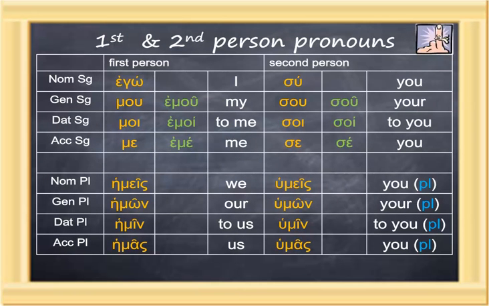We learned the first and second person pronouns. Ego, first person singular. Su, second person singular. Hemes, first person plural. Humes, second person plural. And to keep those two similarly sounding words separate, we noted that the humes has an upsilon, or u, in it. And by playing on that letter, one remembers the form more easily.